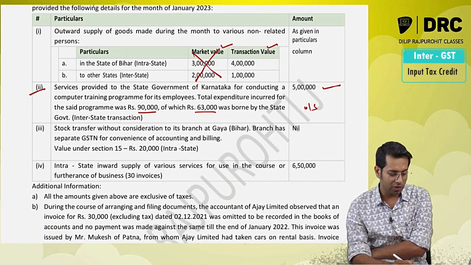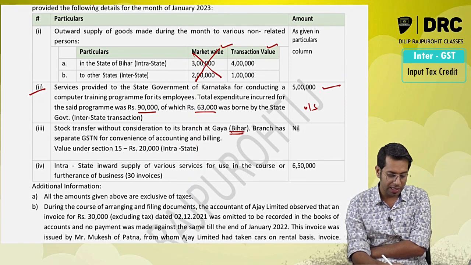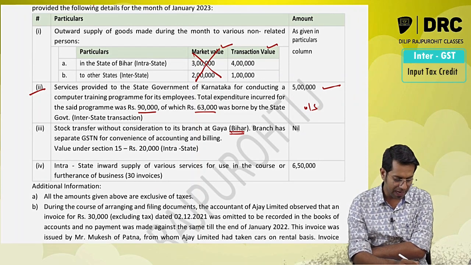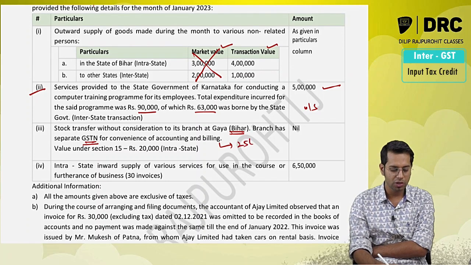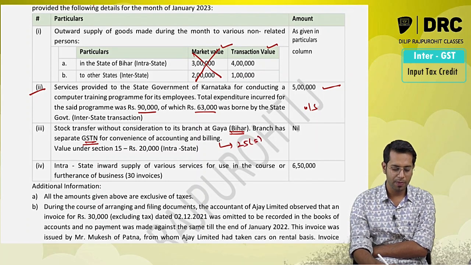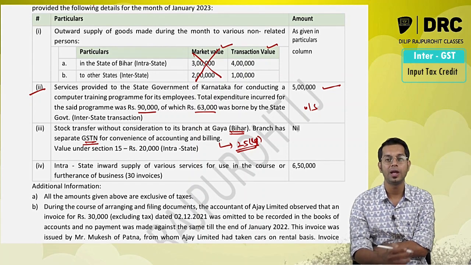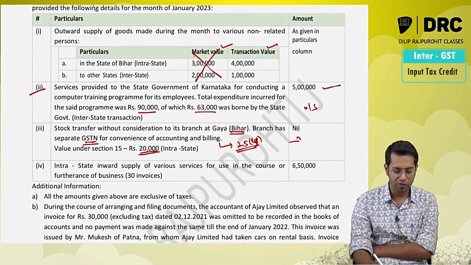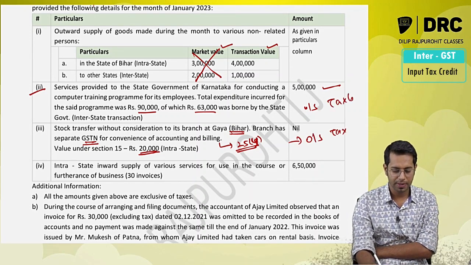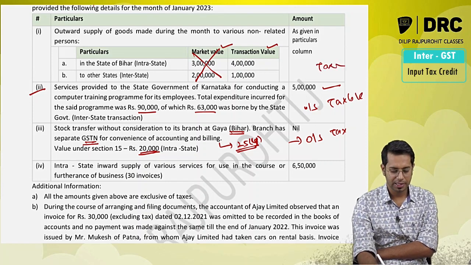Stock transfer without consideration to its own branch in Bihar. The branch has a separate registration. If you have a separate registration, section 25 subsection 4 will be applicable. You will be deemed as a distinct person. So the value is 20,000. This also will be taxable. Outward supply, this also will be taxable, and this is anyways taxable.